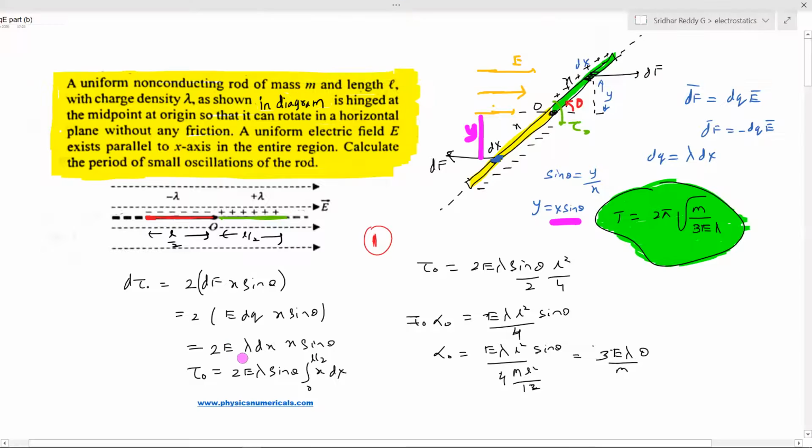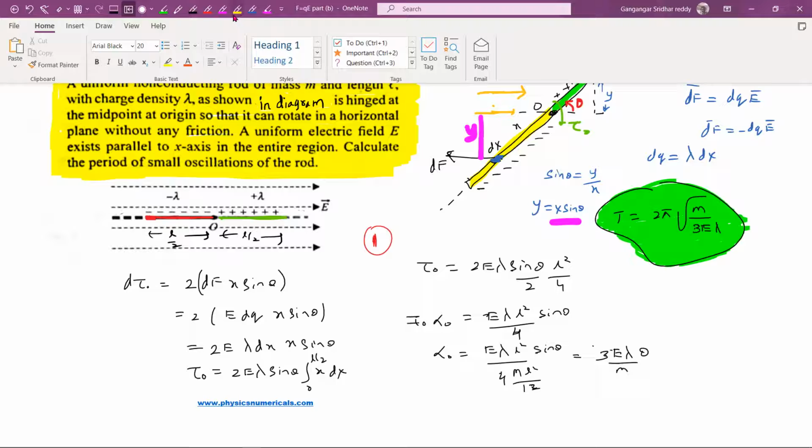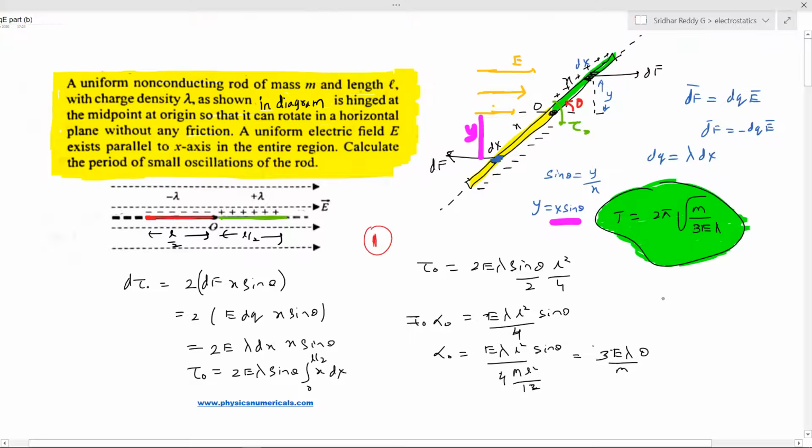How come I'm writing directly? So what is the basic idea now? d tau should be equal to dF into y. What is y? Okay, let me change the nib of the pen. It looks very odd writing such a bold letter. So d tau should be equal to dF into y.